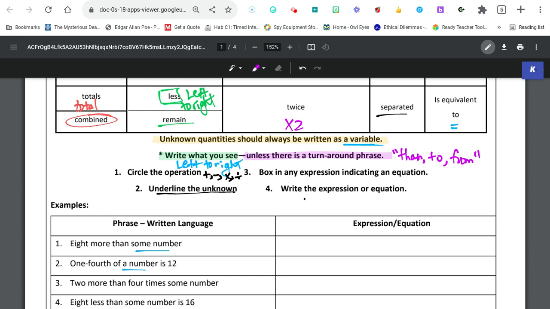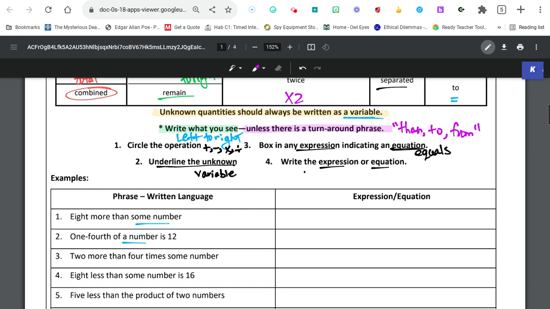I'm going to underline the unknown because the unknown gets represented with a variable. Now, you don't have to do this. I did this more so for my students who struggled on this. It helped them to kind of chunk things or separate them. We're going to box in any expression indicating that there's an equation, okay? Something that means equals. We'll box that in, and then we're going to write the expression or equation. Some of these are going to be expressions. Some of them are going to be equations, guys.